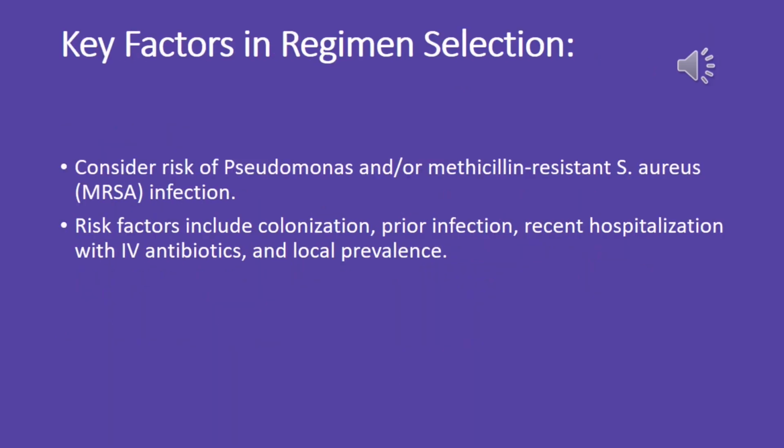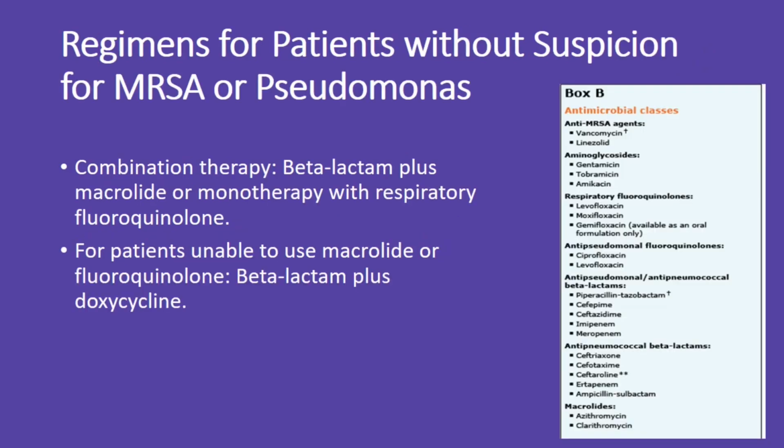Key factors in regimen selection: consider risk of Pseudomonas and/or methicillin-resistant Staphylococcus aureus, MRSA, infection. Risk factors include colonization, prior infection, recent hospitalization with IV antibiotics, and local prevalence. Regimens for patients without suspicion for MRSA or Pseudomonas. Combination therapy: beta-lactam plus macrolide, or monotherapy with respiratory fluoroquinolone. For patients unable to use macrolide or fluoroquinolone, beta-lactam plus doxycycline.